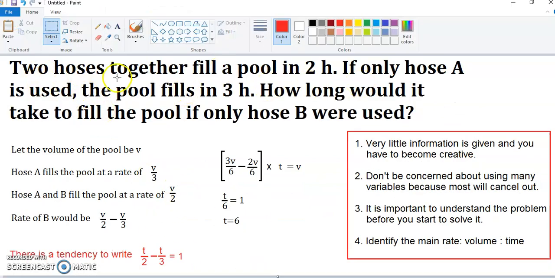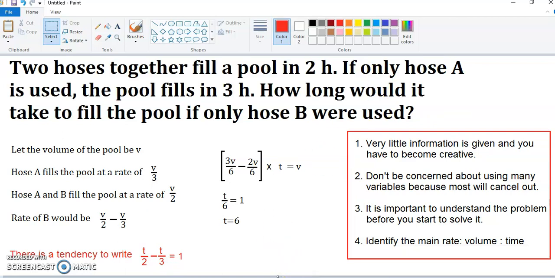Purposely stated as follows, as you see in this dark text here: two hoses together fill a pool in 2 hours. If only hose A is used, the pool fills in 3 hours. How long would it take to fill the pool if only hose B were used? So it's purposely stated with very little information so that you can become creative in the way you solve it.